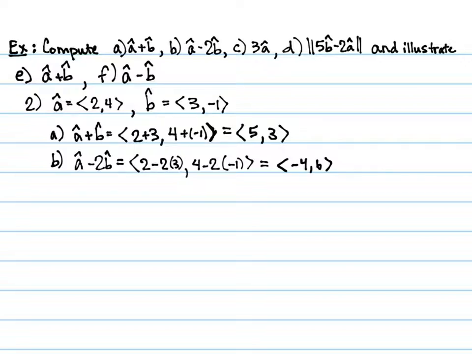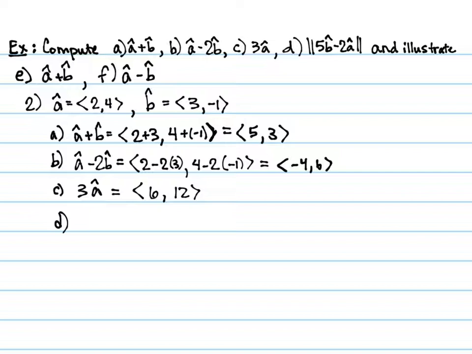All right, so maybe I should have done B and C in a different order, but C is just 3A. What would I do for just 3A? Yeah, I just take the vector A and multiply each of its components by 3. So 2 times 3 would be 6, and 4 times 3 would be 12.